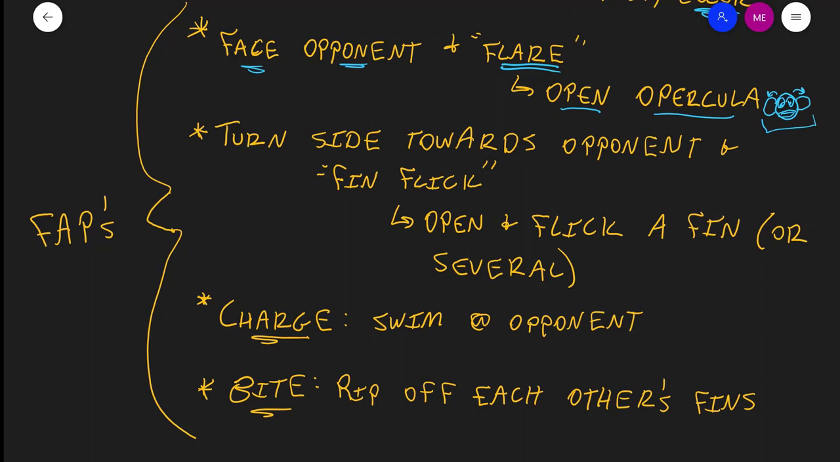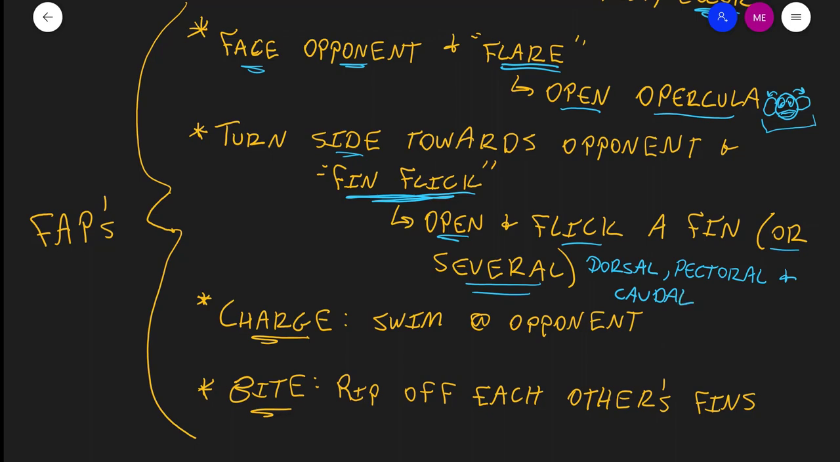Now, the next fixed action pattern is the male will turn his side towards his opponent and do what's called a fin flick. That's the name of the next fixed action pattern. This is where they flick their fins. Okay? They'll open and flick a fin, usually a pectoral fin, in the direction of the rival male. Sometimes they'll flick several fins, like the dorsal, pectoral, and caudal fins, all at the same time to make a big display.